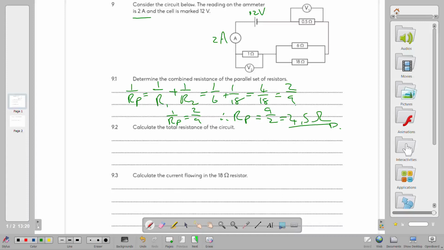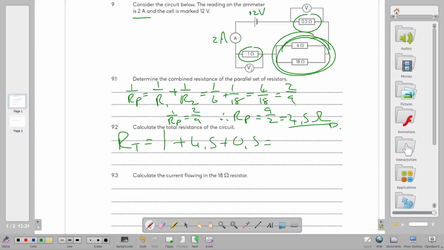Good. 9.2, calculate the total resistance. Our total, there's a 1 ohm here, right, 0,5 ohms, and then my parallel one. So it's 1 plus, what is this big one equal to? We just calculated, it's 4,5, and the smaller one is 0,5, so my total answer is 6 ohms. That is how we calculate the total resistance of my circuit.